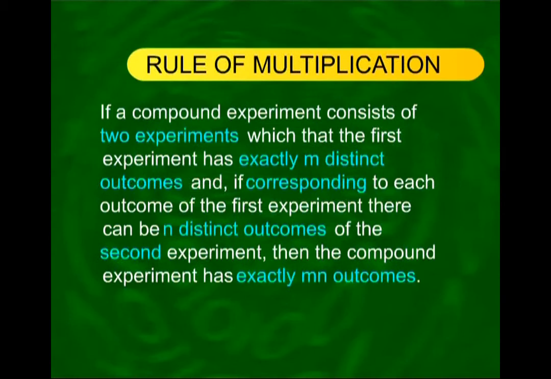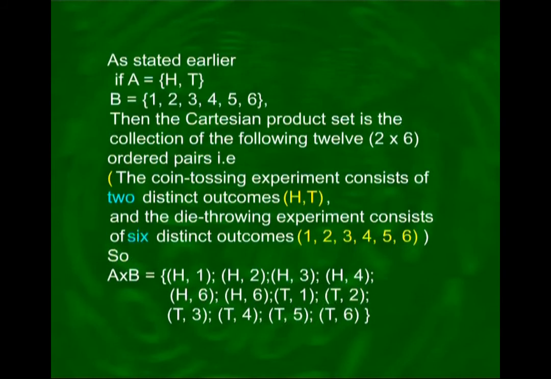Students, ye rule itna mushkil nahi hai jitna ki aapko mehsoos hua. In fact, it is extremely simple. Let me explain it to you with the help of an example. Let's go back to exactly the same one that we discussed a short while ago. One set consisting of H and T, and the other one consisting of 1, 2, 3, 4, 5 and 6.